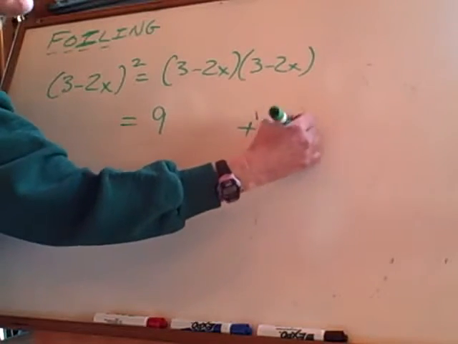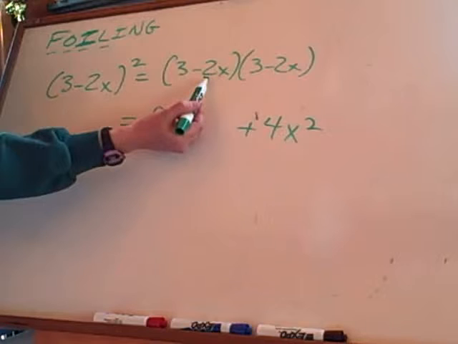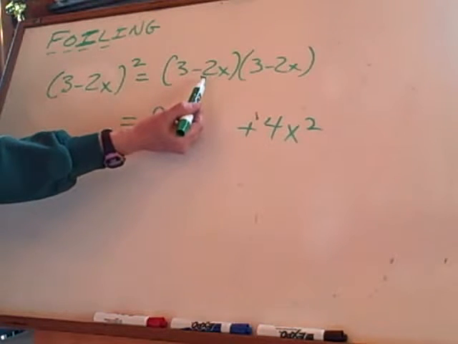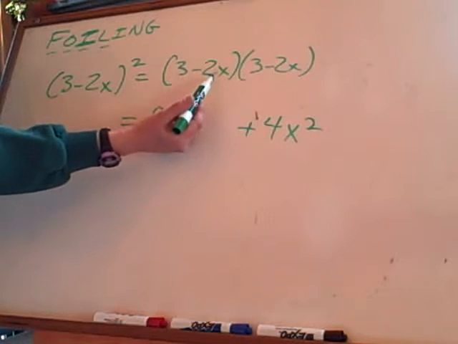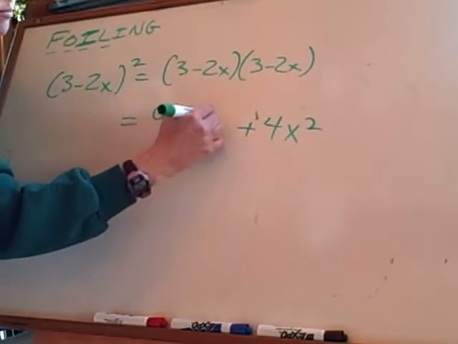4x squared. Okay, now, if I were to take this times this, what would I get? A negative 6x. 3 times 2x would be minus 6x. Double it. Minus 12x. Boom, there you go.